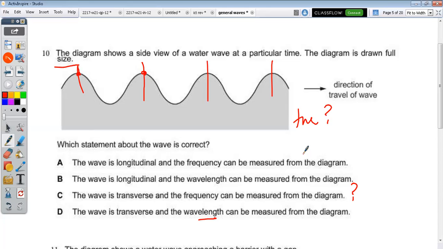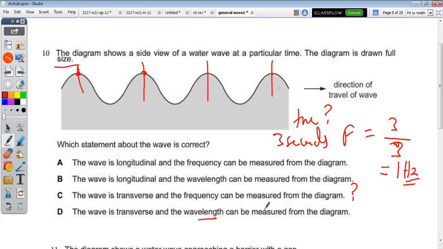Because frequency is number of complete waves. For example, these are three complete waves. But if we were told that the time for this to pass this point is, for example, 3 seconds, then we can calculate the frequency, because I'll say number of complete waves, 3, divided by the time, 3 seconds, then it's 1 hertz. Is that making sense? I'm not given the time, so I can't calculate the frequency. Is the physics making sense now? Yes, sir. Yeah, that's what we're talking about.